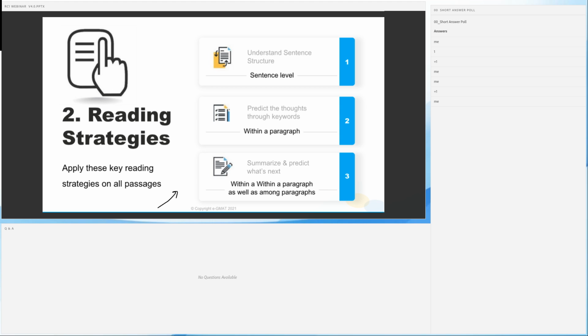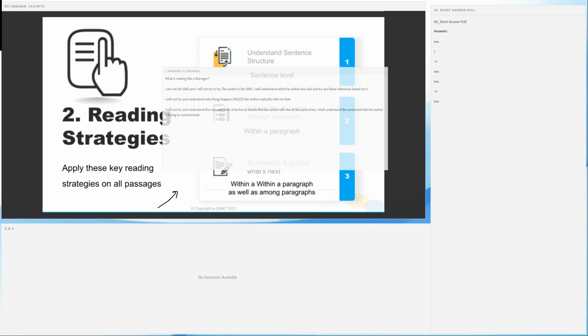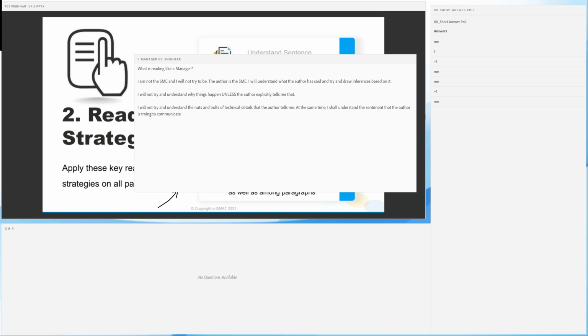And a lot of this gets better if you understand how to read like a manager versus an engineer, because a lot of us, given our true nature, given how we've read things in school, try and understand each and everything when we read like an engineer. So I'm just going to show you this note which talks about what reading like a manager versus reading like an engineer means. There are three key points that I want to emphasize.